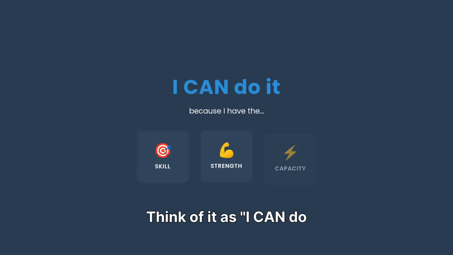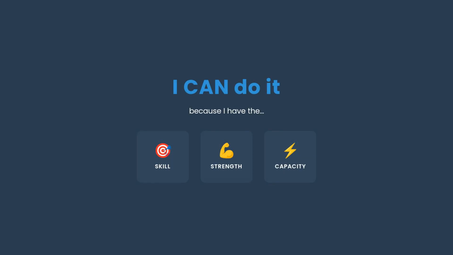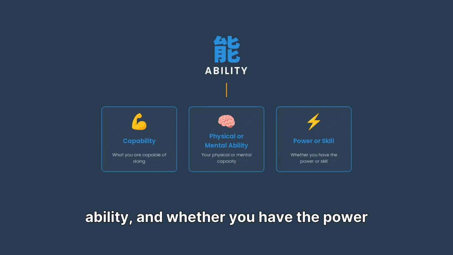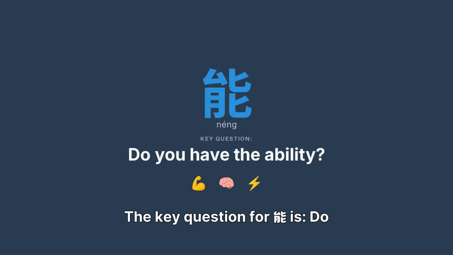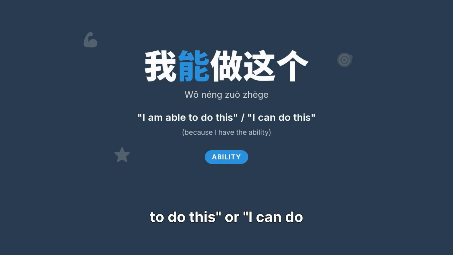Think of it as I can do it, because I have the skill, strength, or capacity. It focuses on what you are capable of doing, about your physical or mental ability, and whether you have the power or skill to do something. The key question for 能 is, do you have the ability? For example, 我能做这个 means I am able to do this, or I can do this because I have the ability.